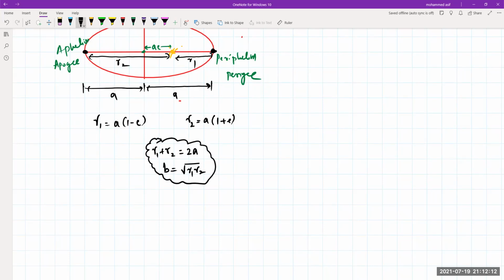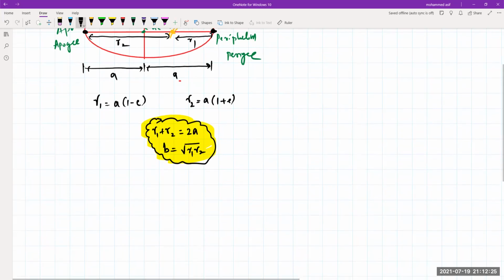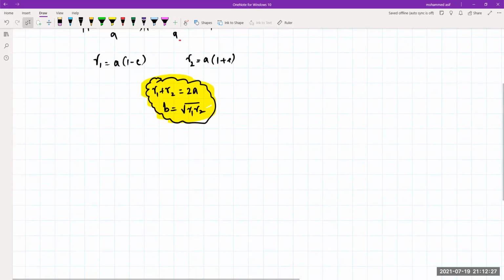Okay? Yes, sir. So this is the basic knowledge here. A will be equal to R1 plus R2 divided by 2, and B will be equal to under root of R1 into R2. Is that clear? Now, if I'm asking you the ratio of R1 by R2, can you tell me what will be the answer? R1 by R2 will be equal to how much?